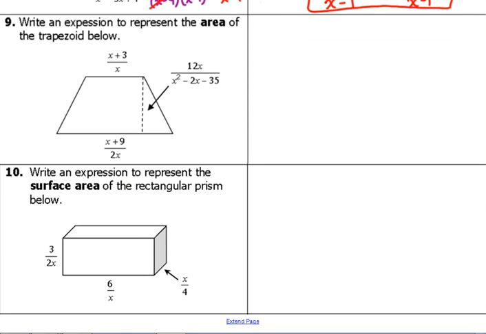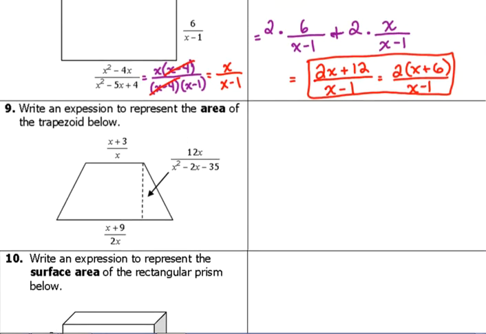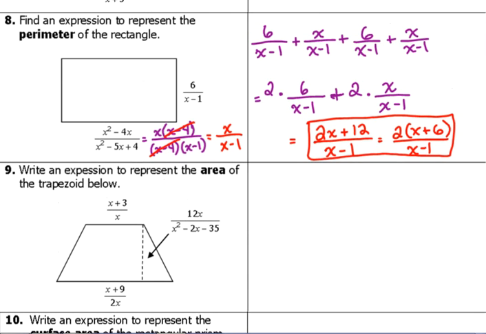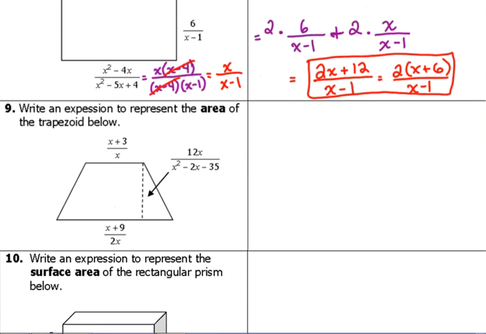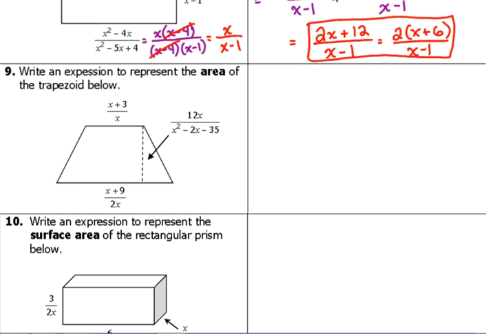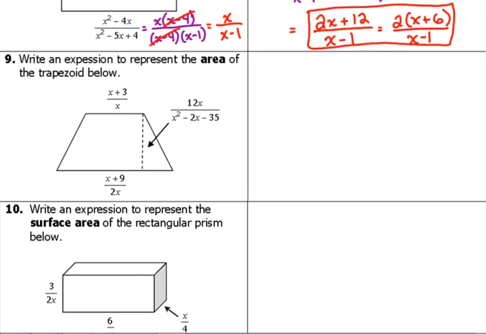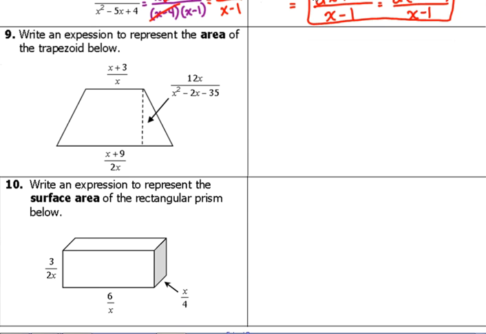All right. Number 9, any questions so far? Okay, number 9, area of the trapezoid. Anybody remember the area formula for a trapezoid?